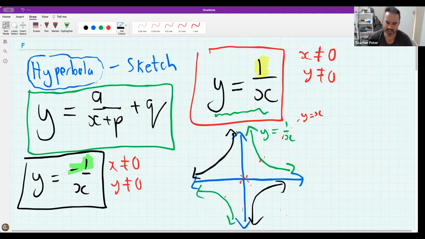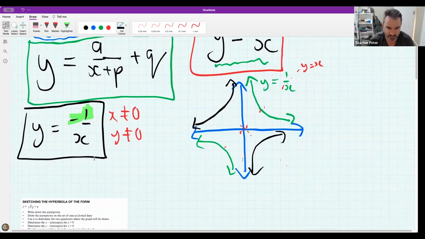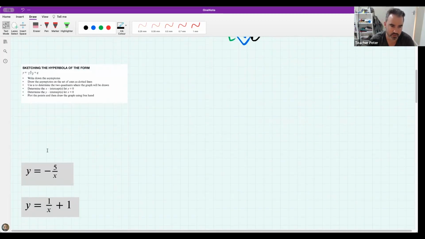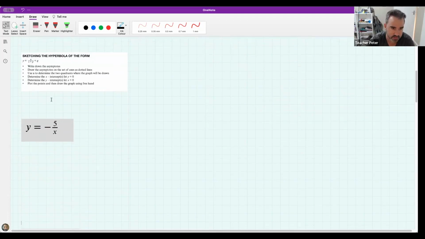Now, that's a lot of work. What I think maybe I should do is show you this in practice. So let's just do some examples, and then I will give you a format you can use to draw these graphs.